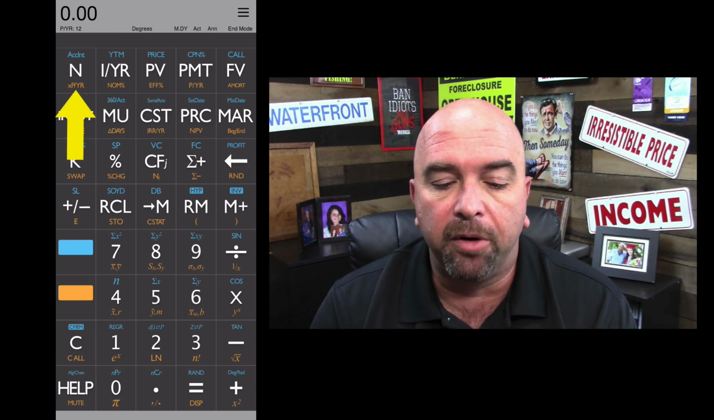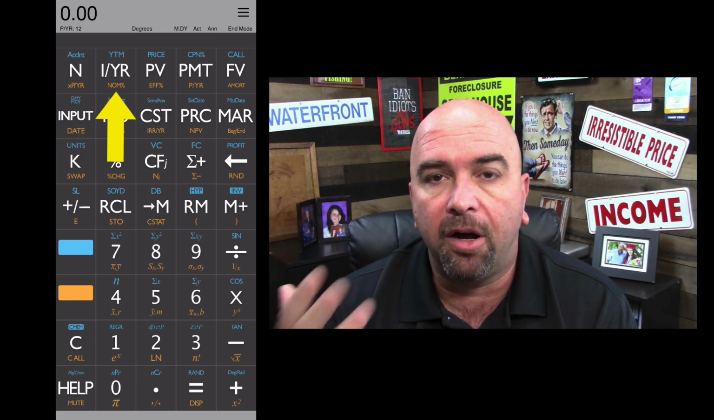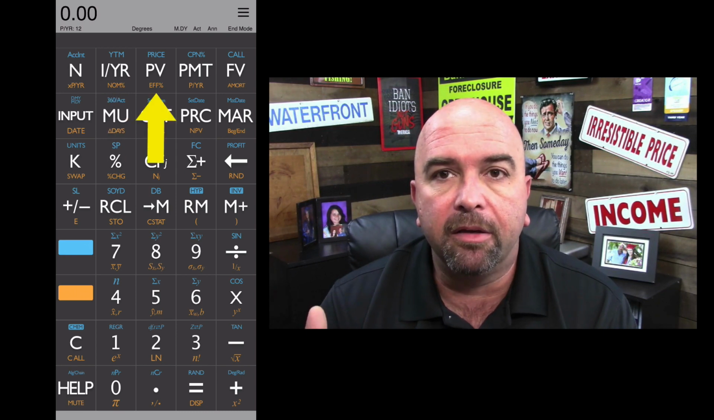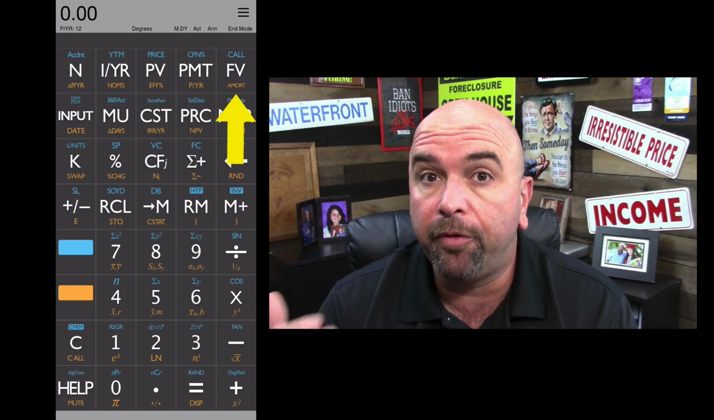N stands for number of payments per year. I/YR stands for interest rate per year. PV stands for present value. PMT stands for payment. And FV stands for future value.